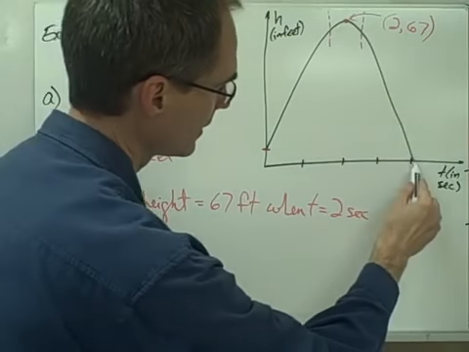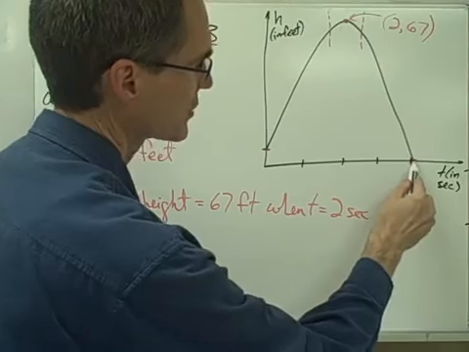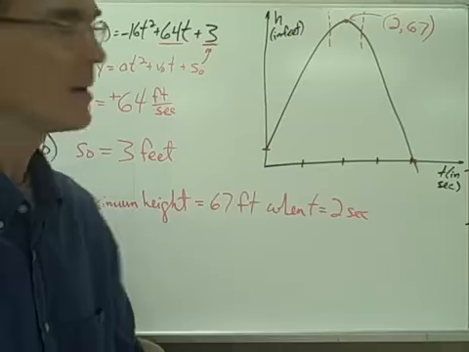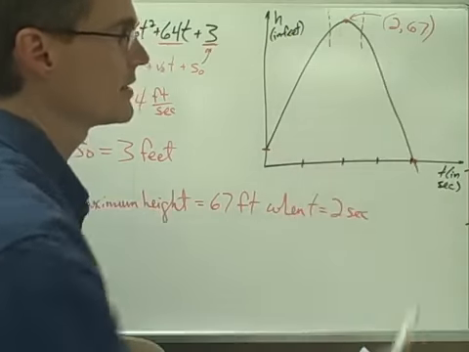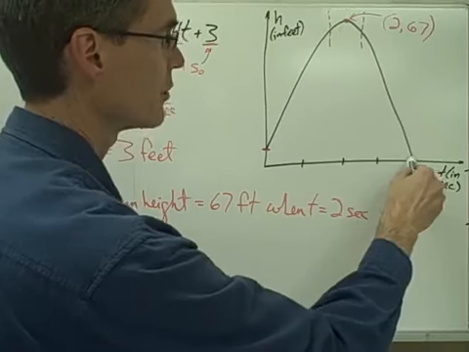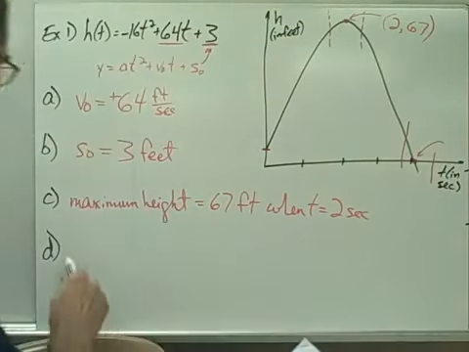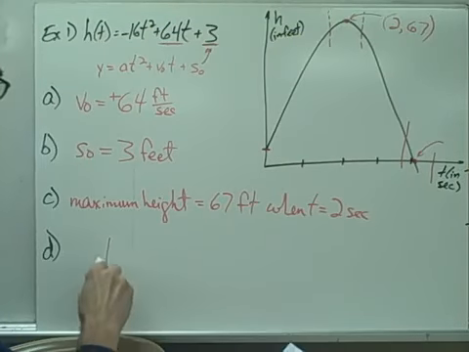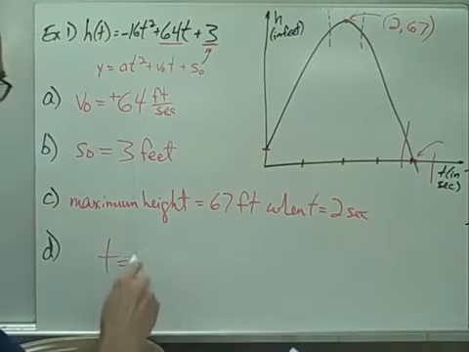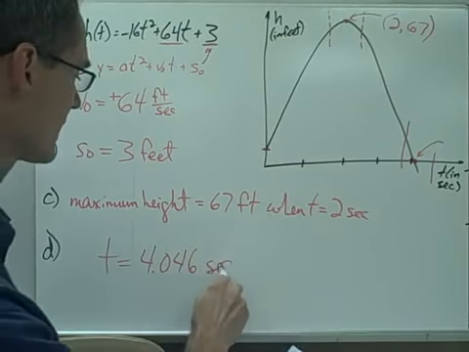Part D, how long does it take the ball to hit the ground? Well, that's going to be this amount of time right here. Where the ball hits the ground is where the height of the ball becomes 0. That's also the 0 of my function, so I can use the 0 function on my calculator to figure out what this 0 value is. And I give it again a left bound, a right bound, and a guess, and it will tell me that the value for time when the height of the baseball is 0 is approximately 4.046 seconds.